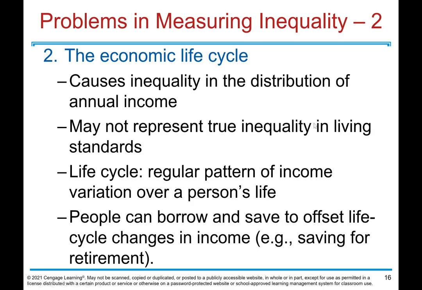The problems in measuring inequality. The economic life cycle causes inequality in the distribution of annual income, which may not represent true inequality in living standards. Life cycle is the regular pattern of income variation over a person's life. People can borrow and save to offset life cycle changes in income, for example, saving for retirement.